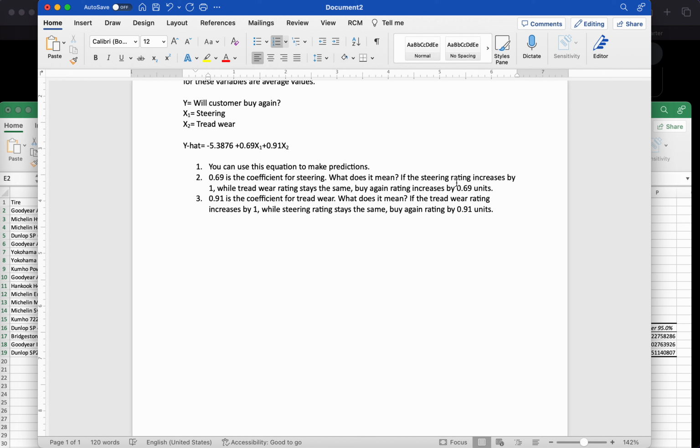Because a 1 unit increase in steering increases your customers' willingness to buy again, but not as much as, say, the tread wear rating. So this sort of linear relationship exists, and that's what the coefficients mean, right? So these are all the things that you can get out of a regression equation. You know what the coefficients are, and you know what the coefficients mean, and you can use the equation to make predictions. But now the question comes back to us: how good is this equation?